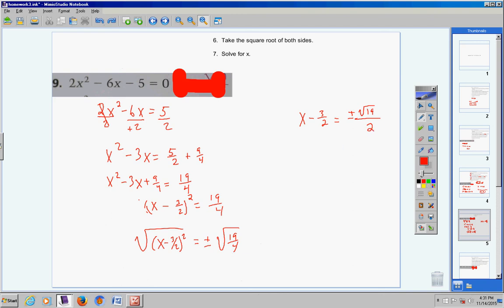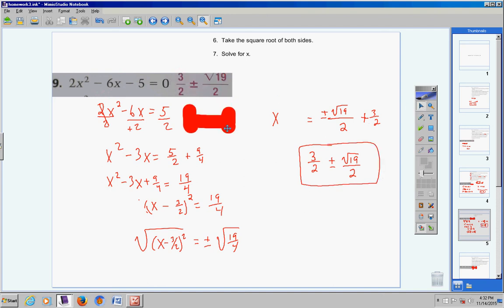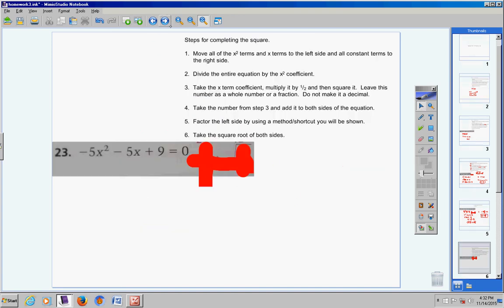Now to finish this up very quickly, we simply take the 3/2 and bring it over to the other side and make it positive, okay? So we bring it over and make it positive, and now we're done. To be honest, I've told you this. Really, the radical should come second, okay? Properly speaking, it should look like this. To be honest with you, I'll accept this, but it should look like this, okay? So there's your answer. All right. 3 over 2 plus minus the square root of 19 over 2. All right. Moving on to number 23.